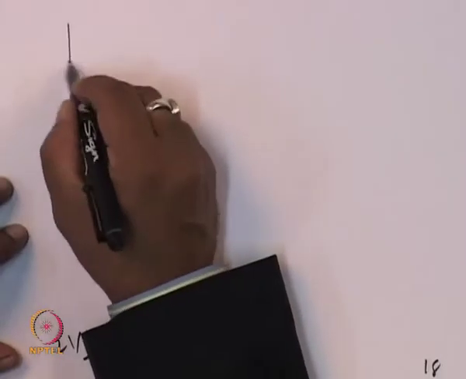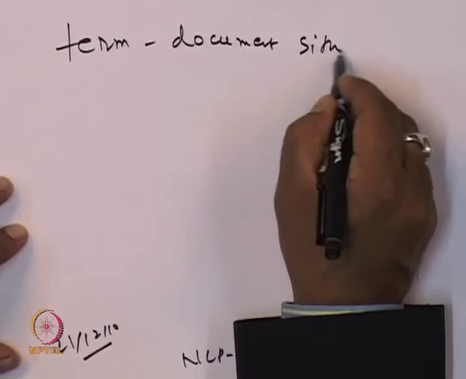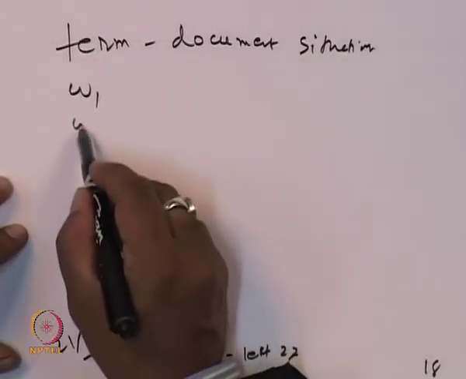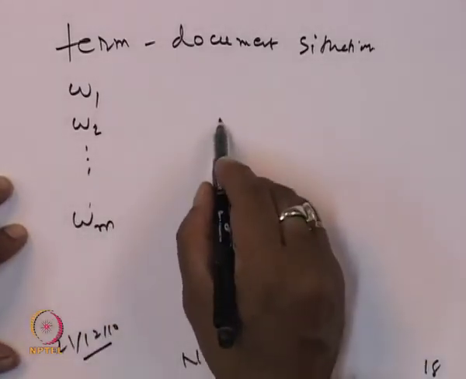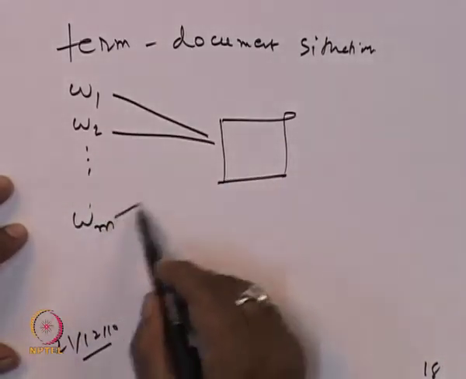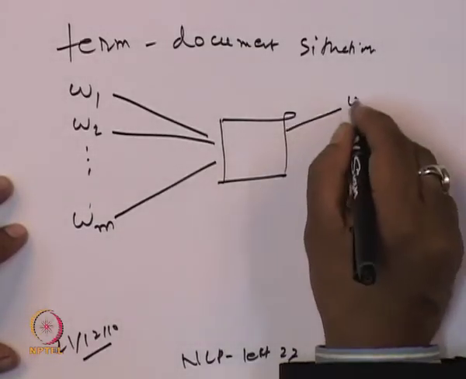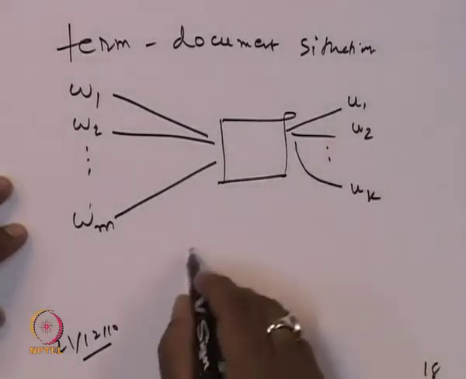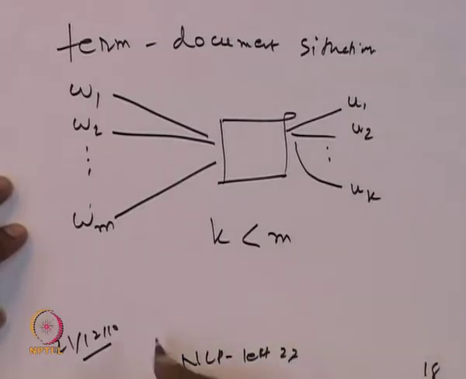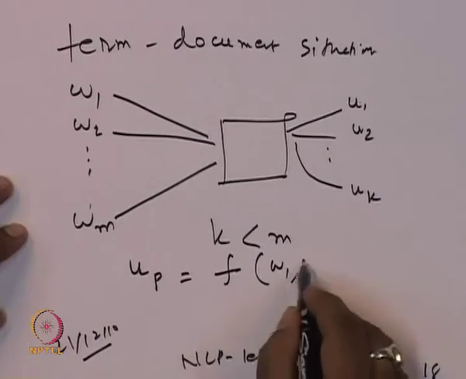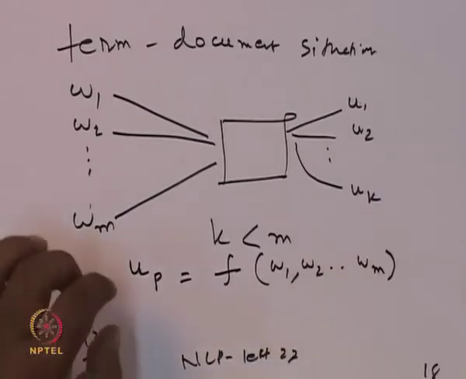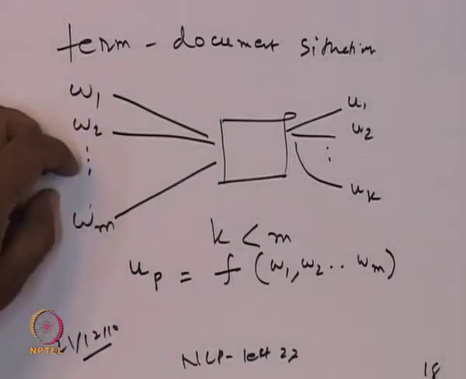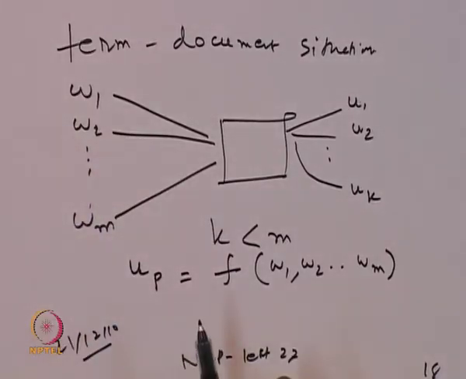Now, for the term document situation, the words W1, W2 up to Wm, after transformation, after dimensionality reduction, give rise to entities U1, U2 up to Uk, where k is less than m. Each Up is a function of W1, W2 up to Wm. Each attribute Up is constructed from the terms W1, W2 up to Wm. Now, the question is, what is Up? What are these U1, U2 up to Uk? That is the interesting question in the language processing scenario.